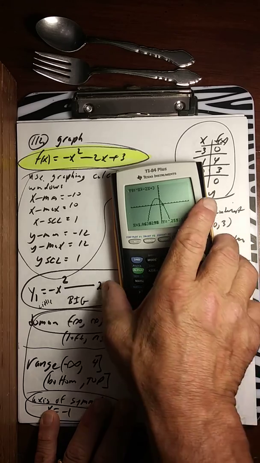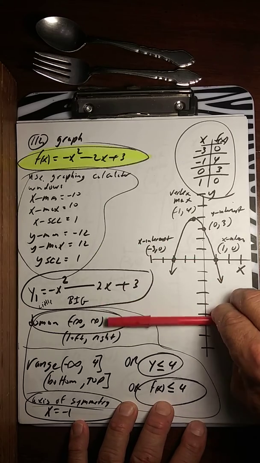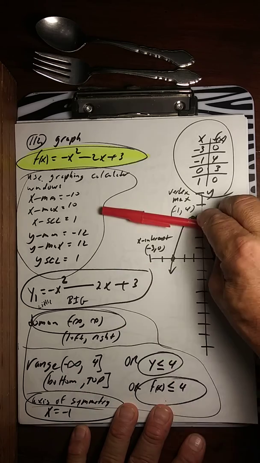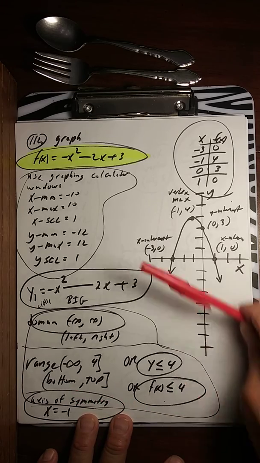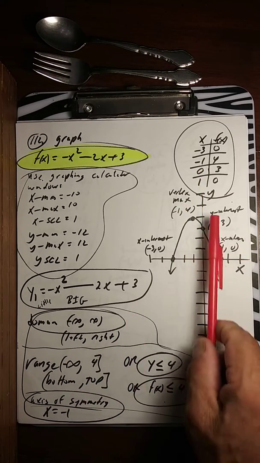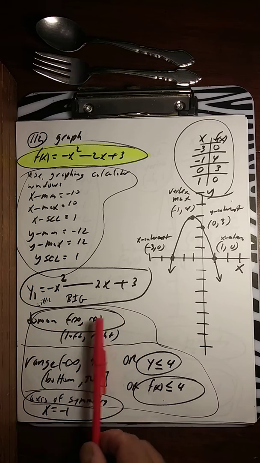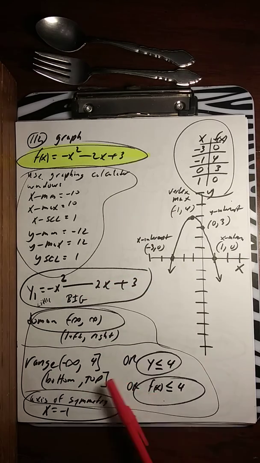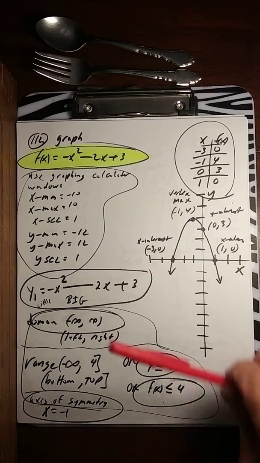That's enough. That's fine. So now, domain, negative infinity to infinity. Range, from negative infinity all the way to 4, it stops. So the range is from negative infinity to 4, less than or equal to 4, or f of x is less than or equal to 4. Axis of symmetry is right there at x equals negative 1. So the vertex is the max, and again, the domain is all real numbers, range is from negative infinity to 4, y is less than or equal to 4, or f of x is less than or equal to 4. Okay?